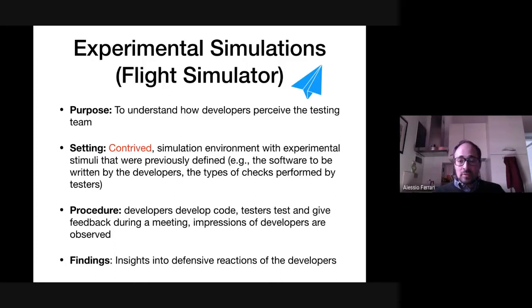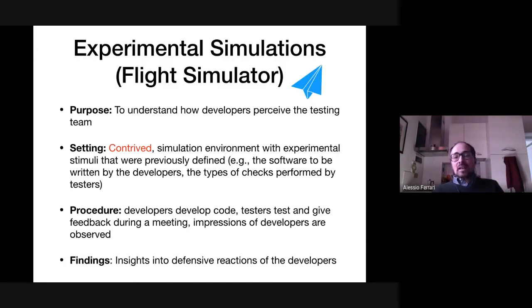So develop code, test the code, and give feedback during the meeting. And the researcher, in this case, observed the impressions, okay? And they found that there were several interesting defensive reactions by the developers. So typically the testing team is saying, hey, you made this mistake. And the developer, of course, reacts by providing justification, okay? So this is an example of an experimental simulation.